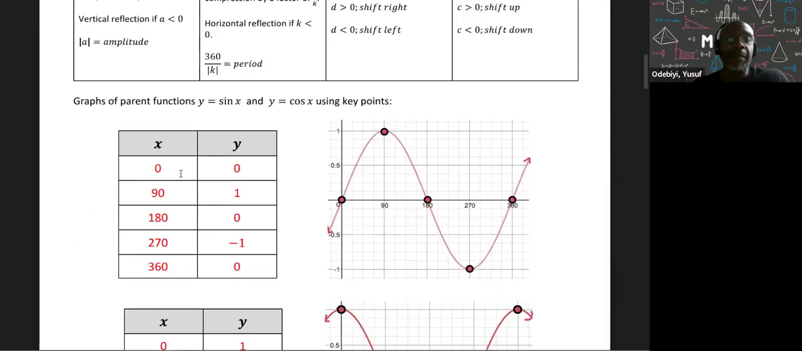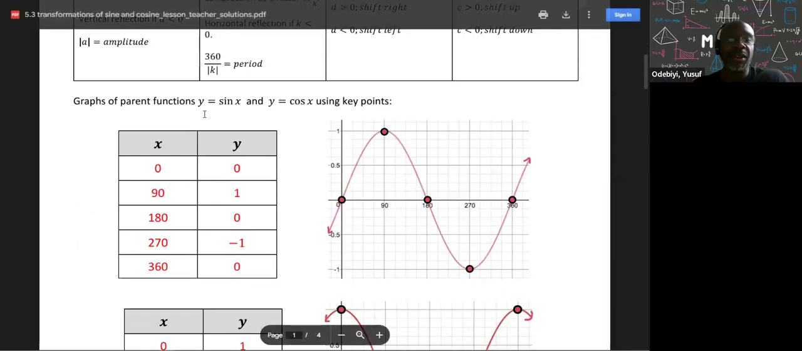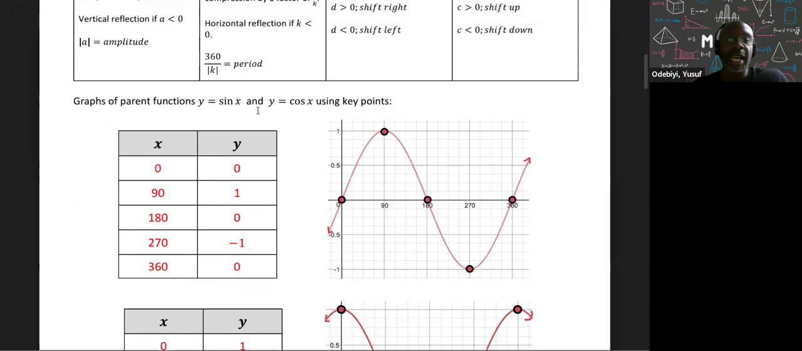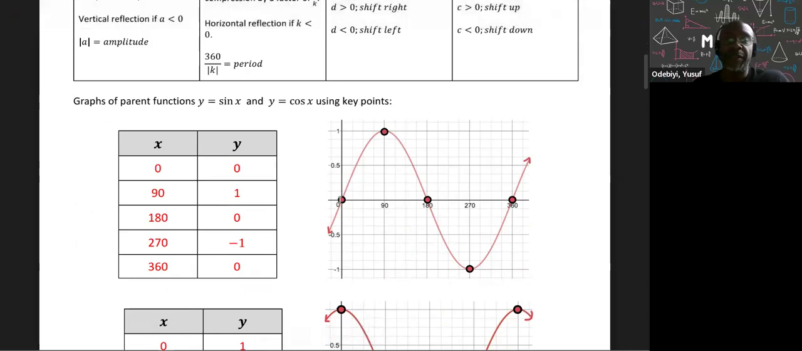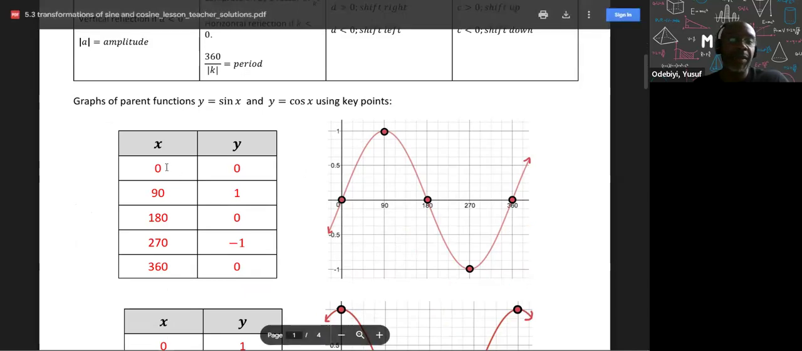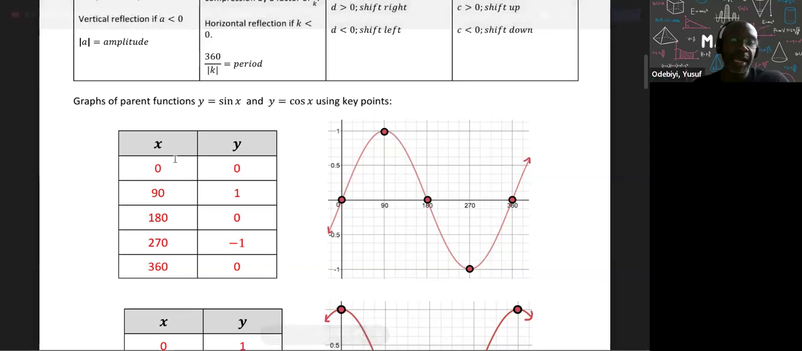So we always have parent functions, right? These are your parent functions, the sine and the cosine. We actually saw it in the previous video. So at 0, we start off at 0, so x is 0, y is 0. This is sort of like the unit circle graph. So if I start off at 0 for x, my y is 0. I go to 90. Remember, the x is all degrees, by the way. The x is degrees.